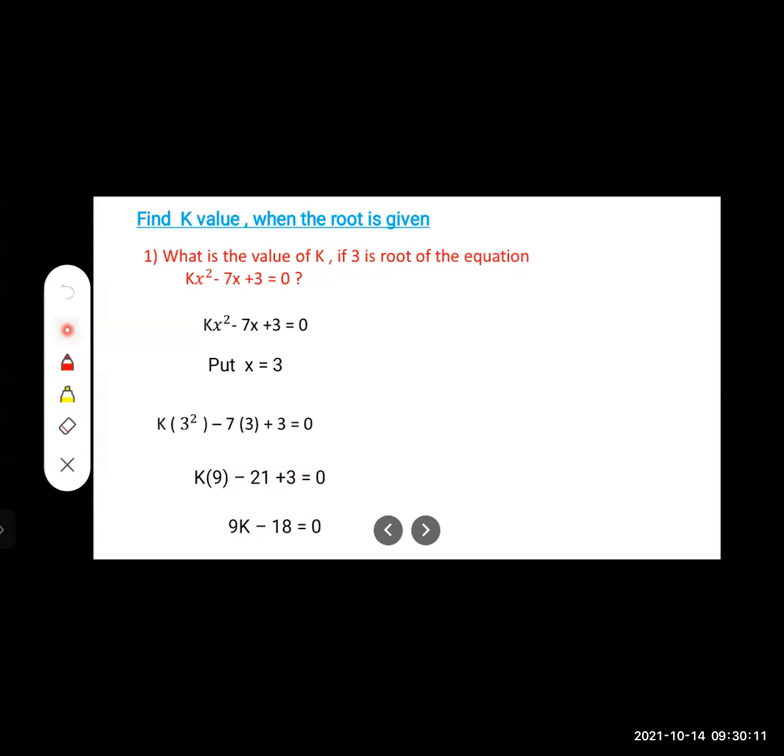Okay, so our aim is to find the k value. So keep this k this side, 9k you keep it this side, and minus 18 you take to the other side. So minus 18 comes to the other side, it becomes plus. So plus 18. So therefore k equal to 18 divided by this 9. Okay, 9 comes in the denominator. So 9, how many times it goes, children? 2 times. So what is k value?